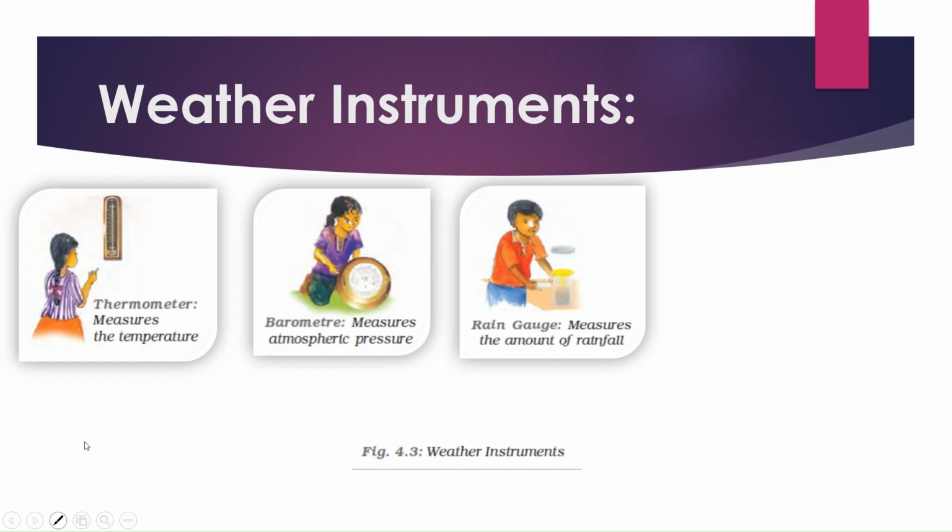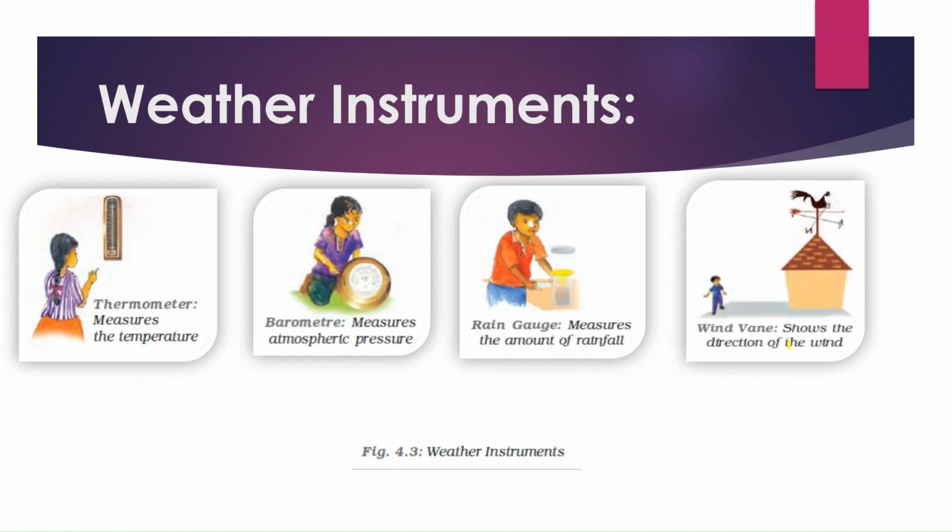And the instrument that shows the direction of the wind is called wind vane, WINDVANE. So these are the different weather instruments: to measure temperature, thermometer; to measure atmospheric pressure, barometer; to measure amount of rainfall, rain gauge; and to show the direction of the wind, wind vane is used.